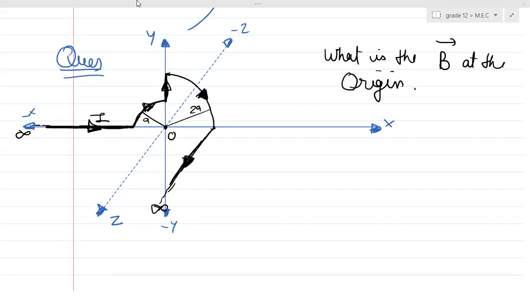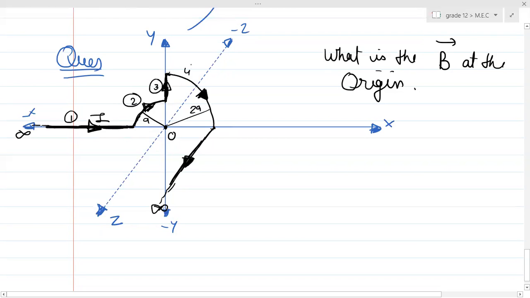Yes, done. See, I'll just do one thing. We'll mark these: 1, 2, 3, 4, and 5. Okay, let's try to talk about individual wires. Can you see the magnetic field due to the first wire? Can you see the first wire is a semi-infinite wire? You need to identify these cases.